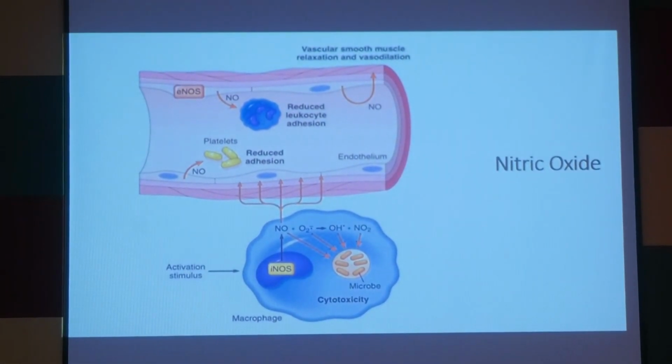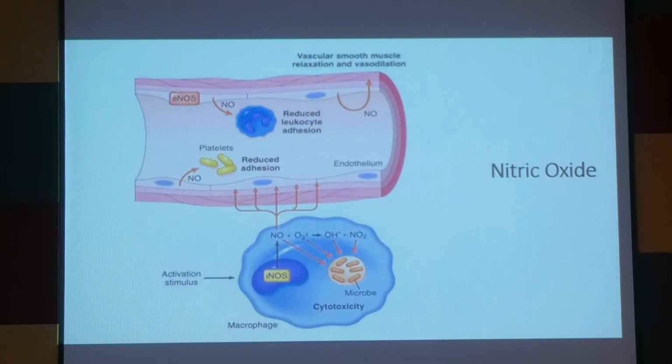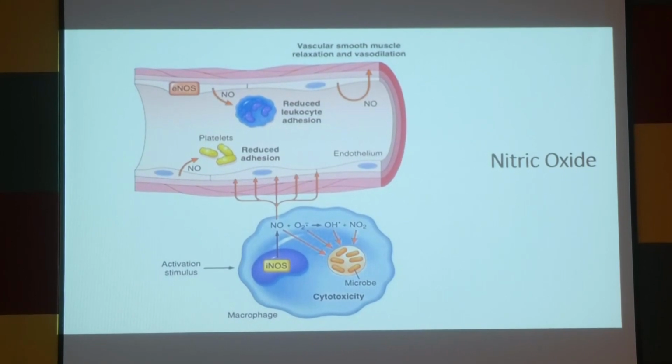Now nitric oxide, which I told you earlier is the most potent vasodilator. The vasodilator of our body, apart from prostaglandin, is nitric oxide.